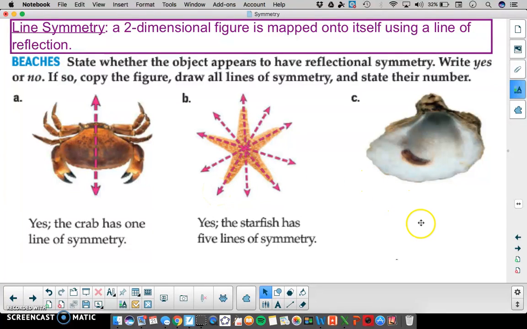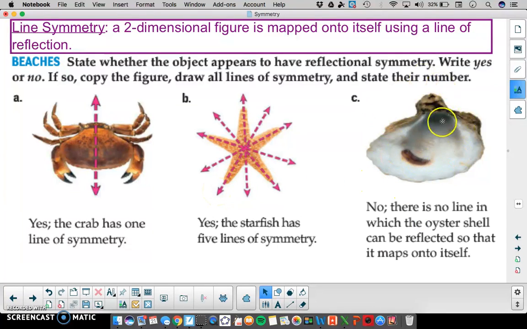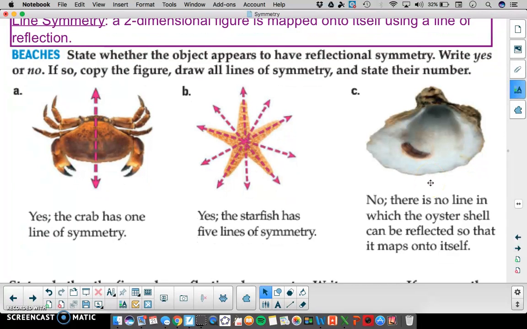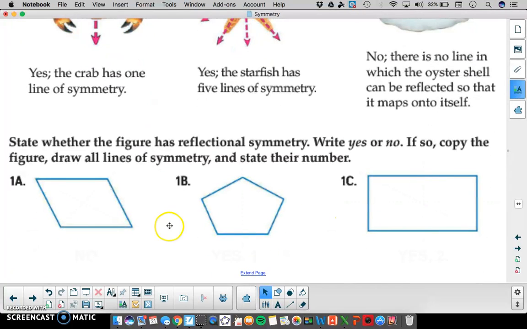In part C, we have an oyster shell, and there is no line that I can draw on this figure anywhere that would create a symmetrical figure. There's no way to cut that directly in half where both halves look exactly the same. All right, here, state whether the figure has reflectional symmetry, write yes or no. If so, copy the figure and draw all lines of symmetry and state their number.